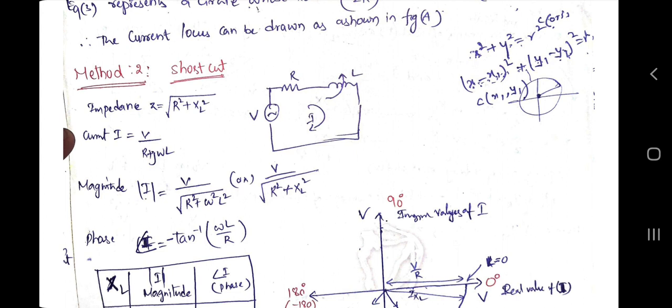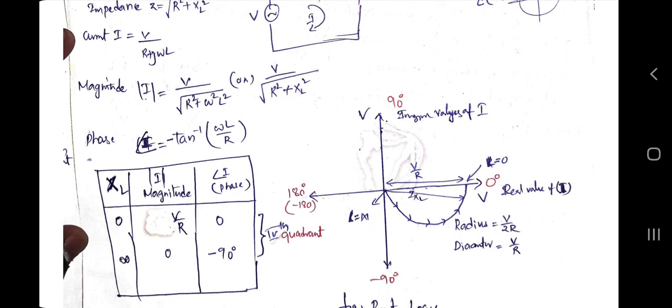Now we take the magnitude of the current, which is V by Z, that is the real part. Just take V by root over r square plus xl square. Now we take the phase, we already know minus tan inverse of xl by r, so we take omega L by r here. These two you already know from the previous analysis. Now we take the xl variation, where it is 0 and when it comes to infinity, what happens. Here the magnitude of the current when xl equal to 0 tends to V by r.